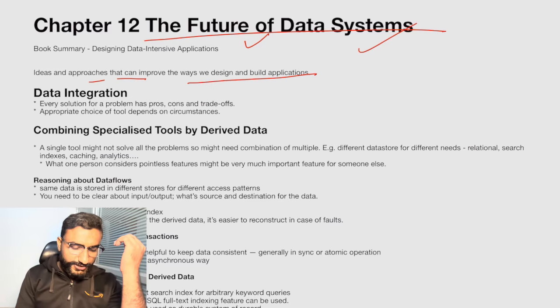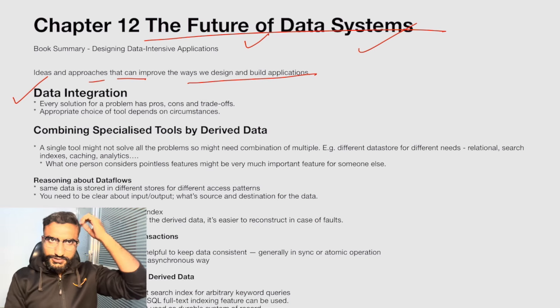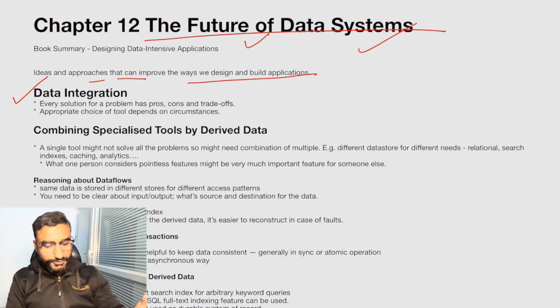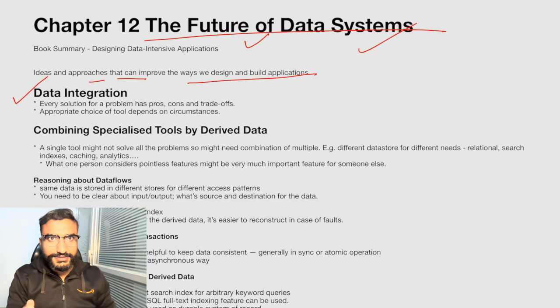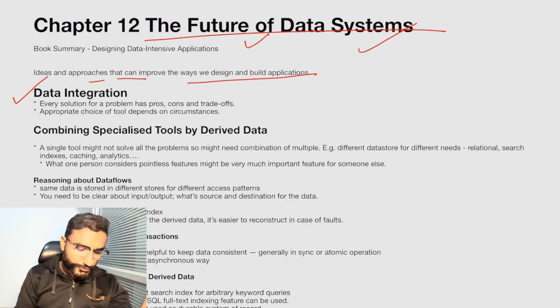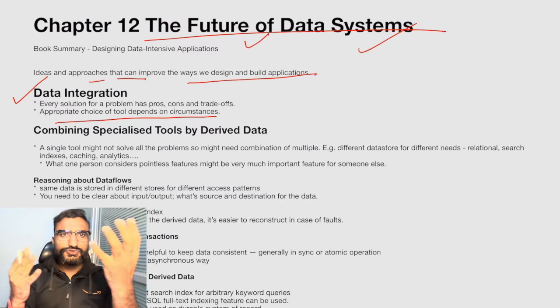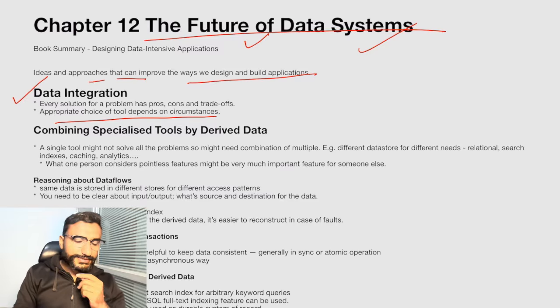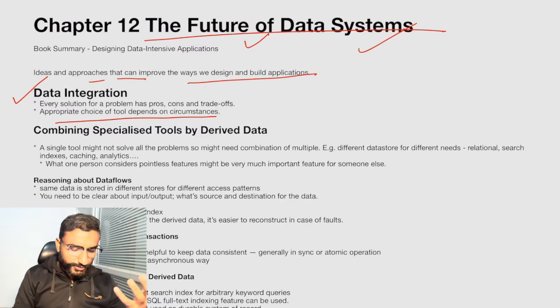Let's start with the first topic, which is data integration. Every solution you choose for a problem has pros and cons. It has some trade-offs, some benefits, and some disadvantages. So we choose based on whatever works for our use case. The appropriate choice of tool depends on circumstances, your use case, and your business problem statement, and we choose the solution or technology that makes sense at that point in time.